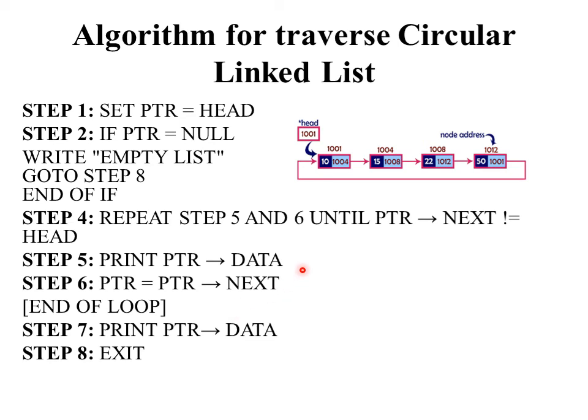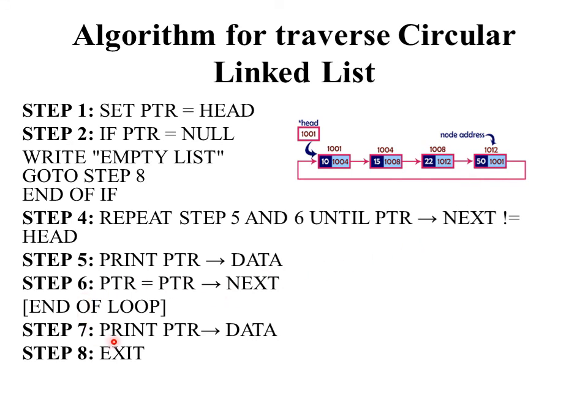Okay, so ptr points to next is 1001. Okay, but here we cannot print this 50 because 1001 is the value of head. So this condition is false, means ptr points to next, now 1001, is not equal to head. Head also contains 1001. So here the condition is false and here is the end of our while loop. But here the problem is it only prints 10, 15 and 22. We cannot print this 50.